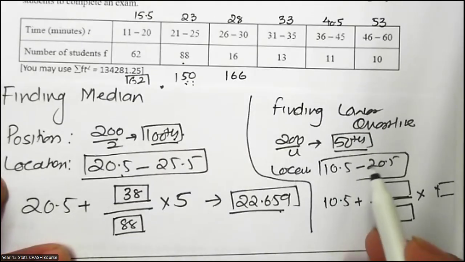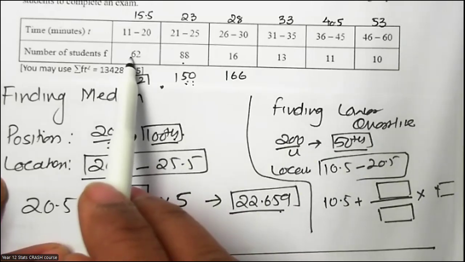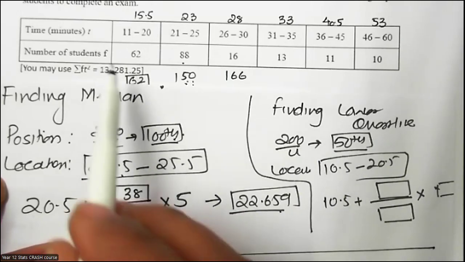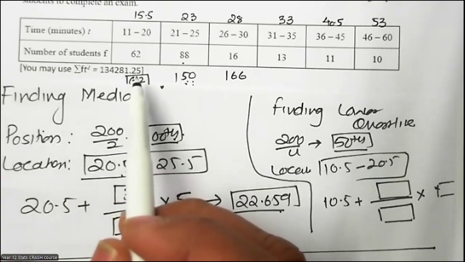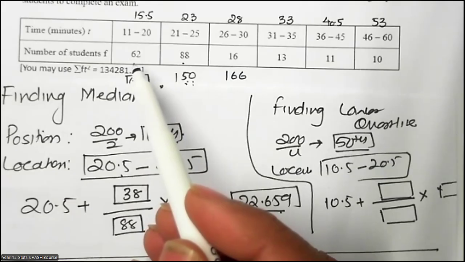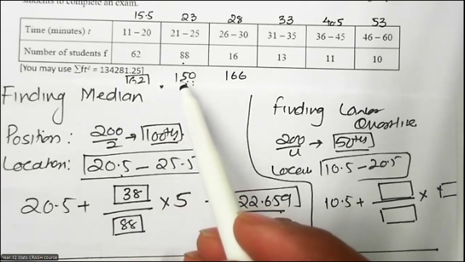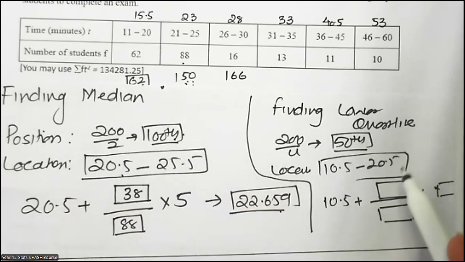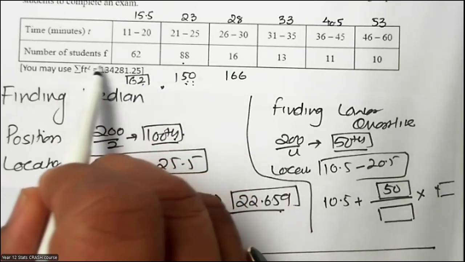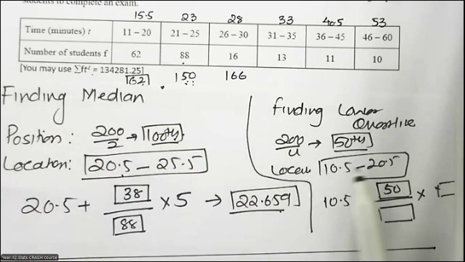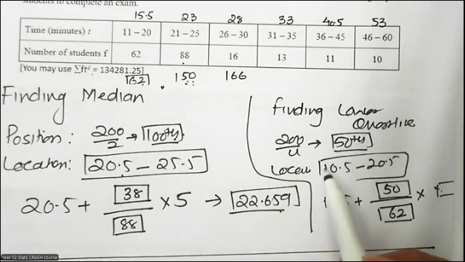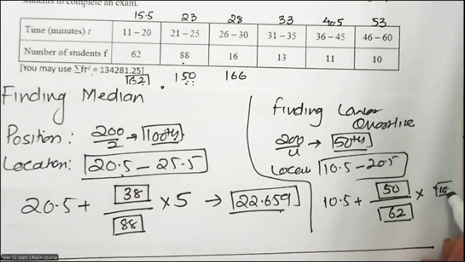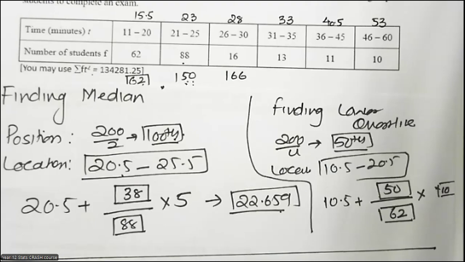But similarly for the lower quartile, because the 50th item is in the first interval, we're starting with 10.5 plus. We need to do what, people? In this one we did 100 take away 62. Here it is the 50th take away the cumulative frequency before that, which is 0, as there's no interval there, so 50. At the bottom, it will be the frequency of that interval, which is 62, and times by the width of the interval, which is 10. Right, work out the calculation and see what the answer is.